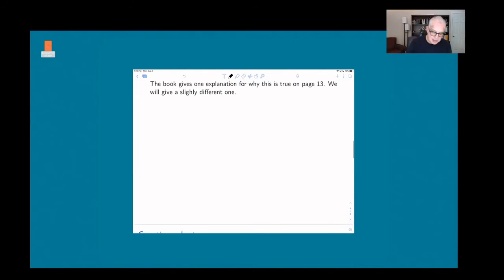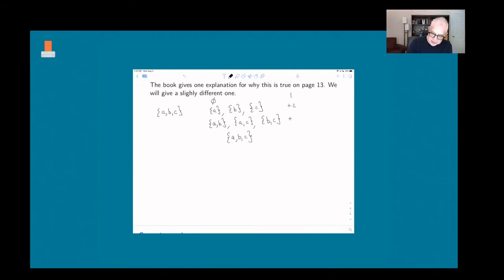Maybe we should look at one other example. Suppose we have the set {A, B, C} with 3 elements. So what are the subsets of the set {A, B, C}? Well, there's always the empty set. Then there are the one-element subsets. Then there are the two-element subsets. And then there's the three-element subset, of which there's only 1. So we have 1 plus 3 plus 3 plus 1 for a total of 9 subsets. Ooh, that's not right. 8. Total of 8 subsets. And of course, 2 cubed is 8.